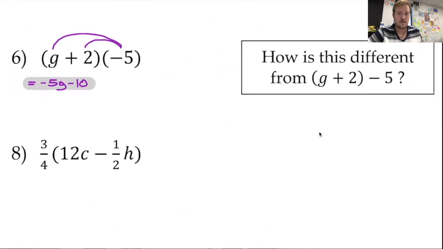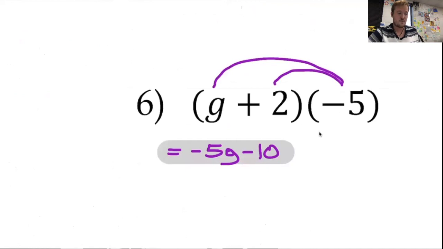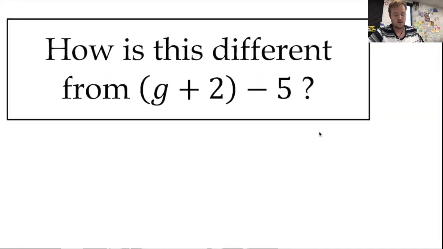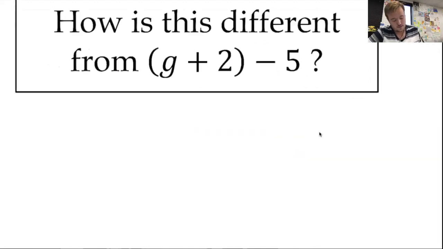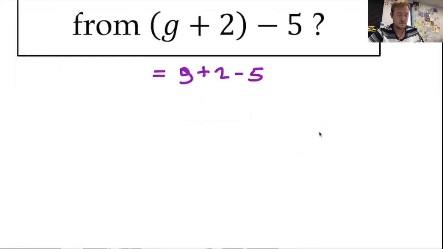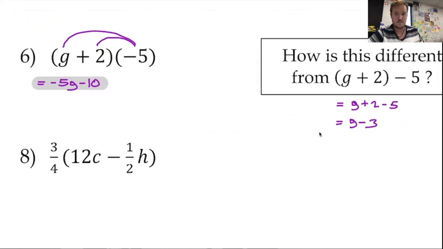All right, so over here, now looking at this question, the reason this is different is because it doesn't have those parentheses. So the parentheses over here tell you to distribute the negative 5, so it's actually being multiplied. However, over here, this is actually just subtraction. So this is actually g plus 2 minus 5. So if I were to simplify this, you would have g and then 2 minus 5, which gives you negative 3. So those are different. So be very cautious about those parentheses.